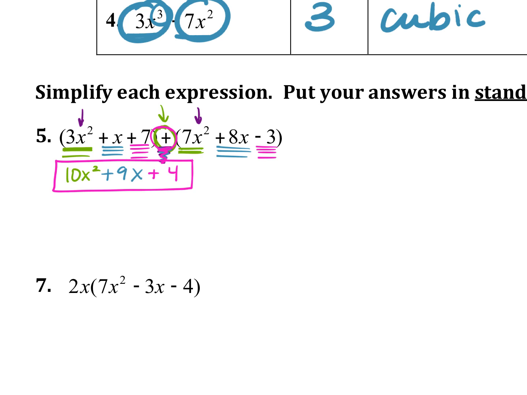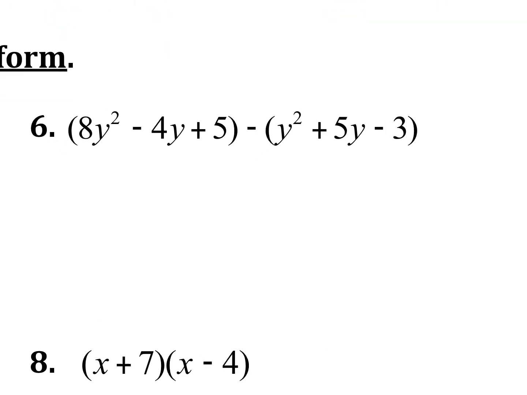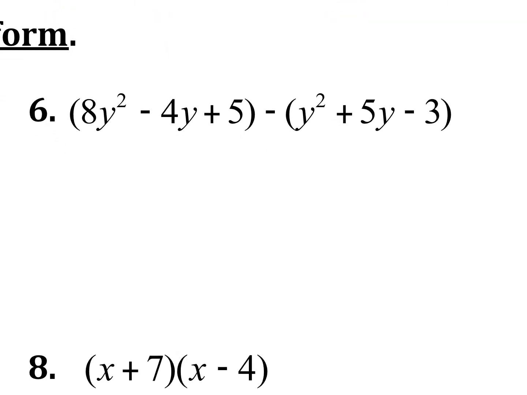It'd be like a half a point off. Yeah. Okay. Number 6. This one is tricky. This is probably the one that's going to get done wrong more than most. You're subtracting everything in parentheses. So what you could do is you could think of this as a -1. Are you with me right now?